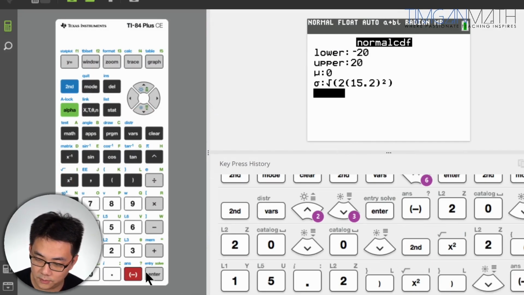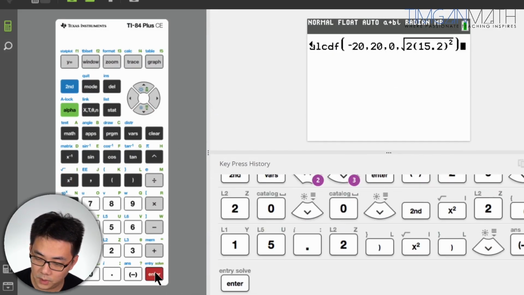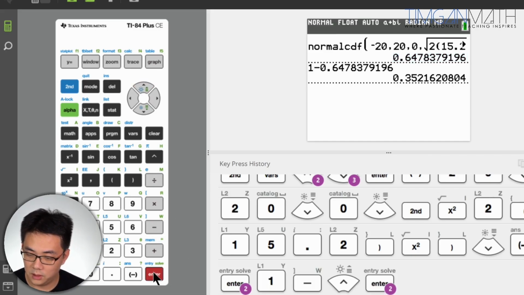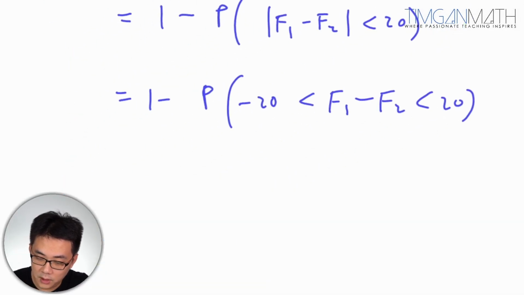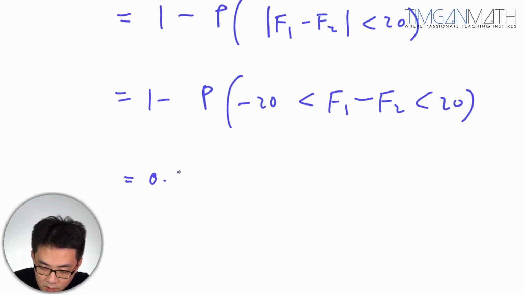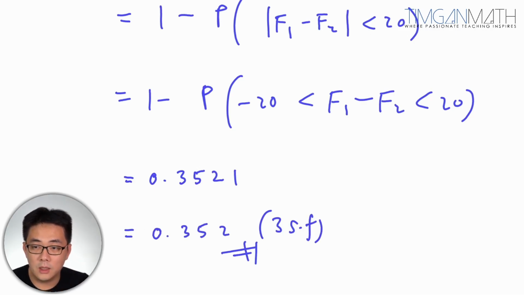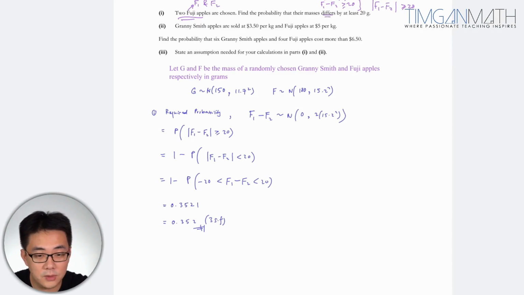Key in 1 minus this, and it will be 0.3521. Okay, this is 3 significant figures. That's how we do this question here proficiently. Let's look at the second part.